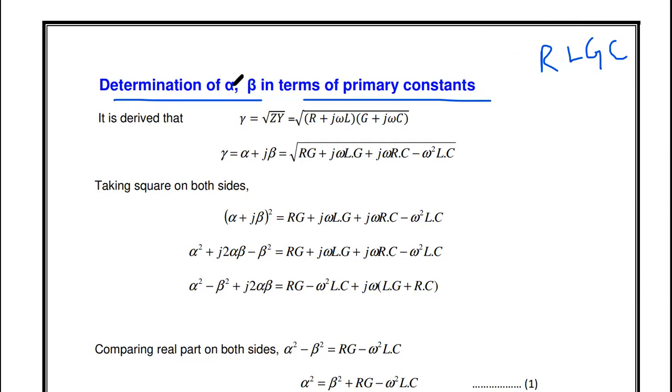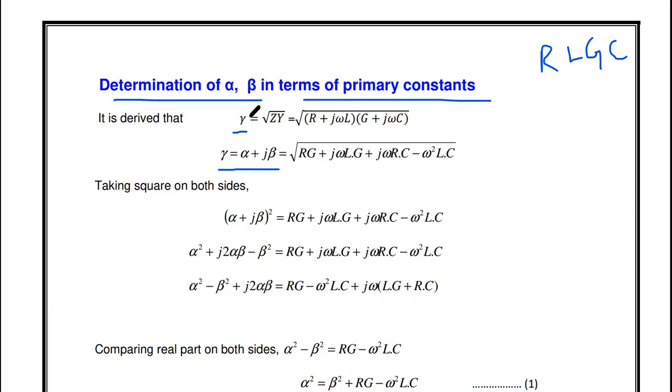Okay, and what is alpha? Alpha is a secondary constant, the attenuation constant. Beta is the phase constant. So here, we are going to find the relation between the secondary constants and the primary constants. In order to derive that, first, alpha and beta are related with the propagation constant. So you know the propagation constant eta equals alpha plus j beta.